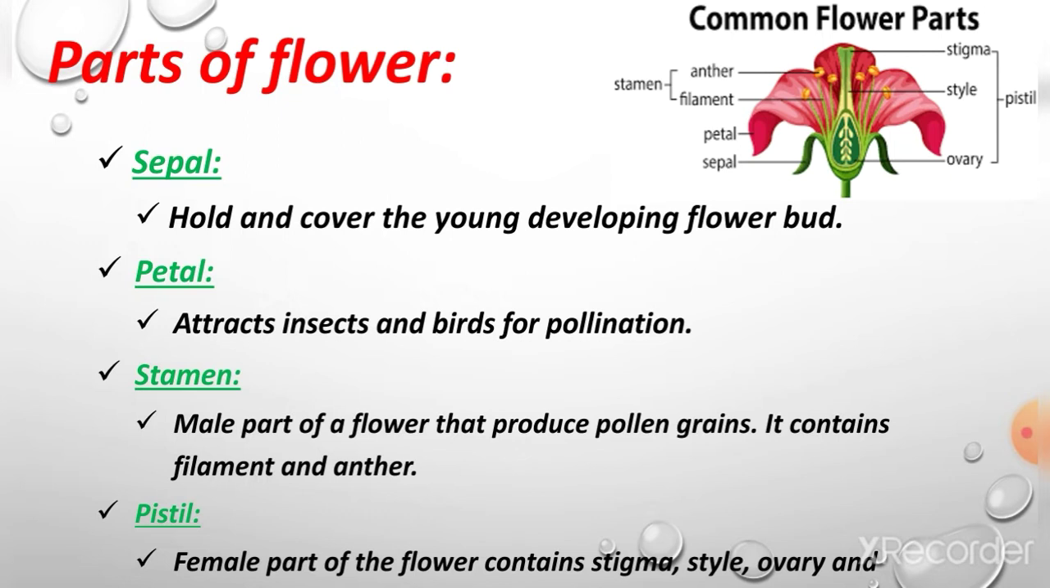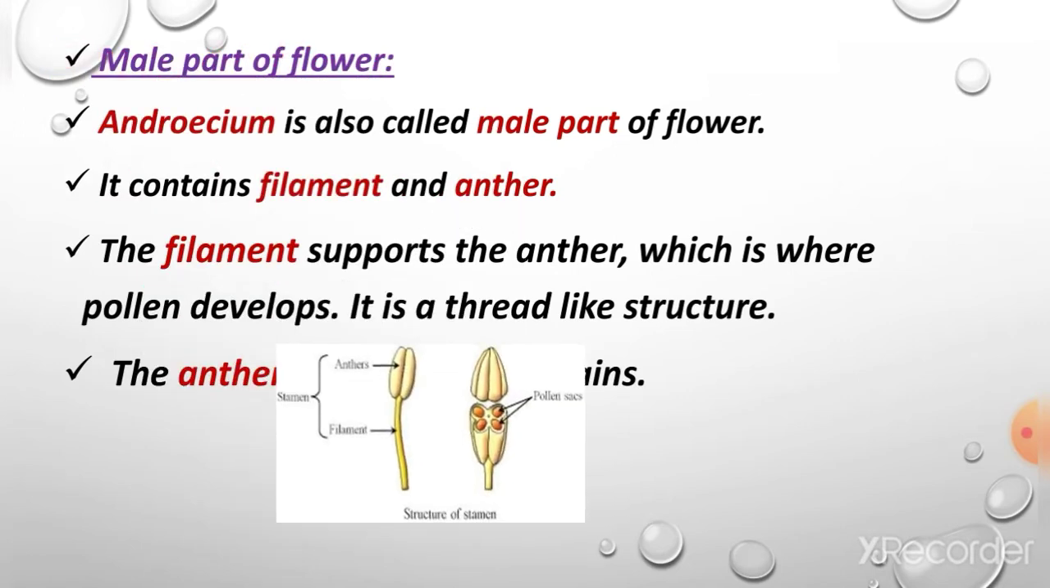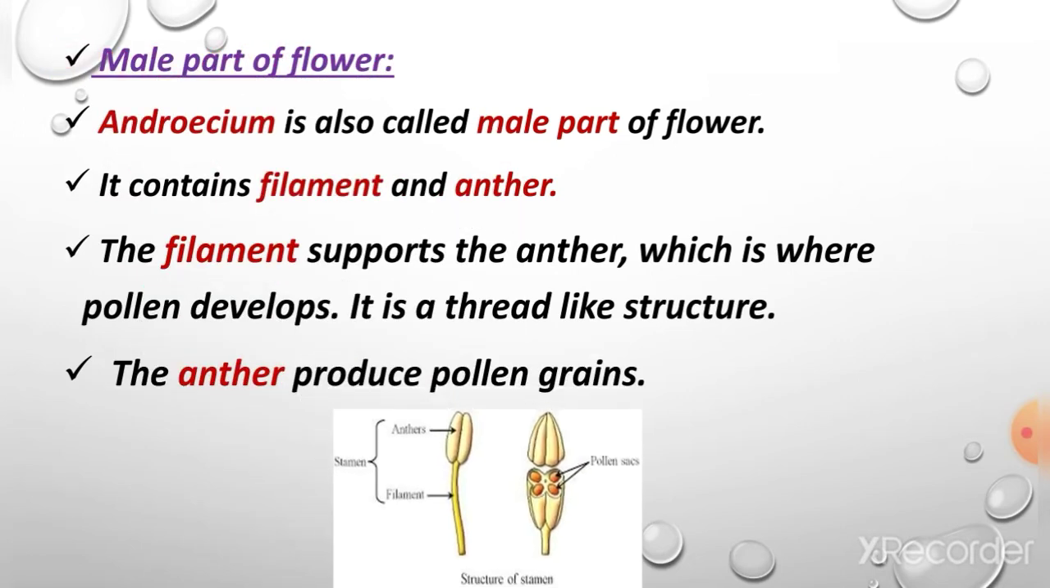Can you understand? So what is the male part of the flower? Stamen. What is the female part of the flower? Pistil. What things are involved in stamen? Filament and anther. What things are there in pistil? Stigma, style, ovary and ovule. Let us discuss one by one. And now, the male part of the flower.